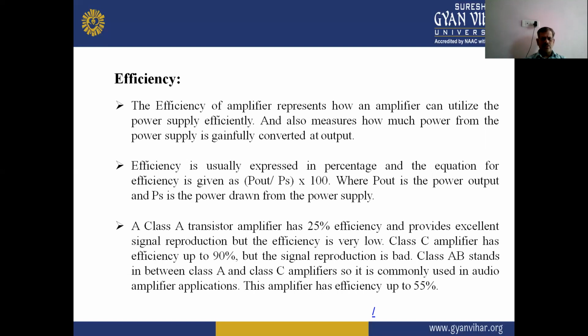So a Class A transistor amplifier has 25% efficiency and provides excellent signal reproduction, but the efficiency is very low. Class C amplifier has efficiency up to 90%, but the signal reproduction is bad. Class AB stands in between Class A and Class C amplifier. So it is commonly used in audio amplifier applications. This amplifier has efficiency up to 55%. That is the Class AB amplifier.